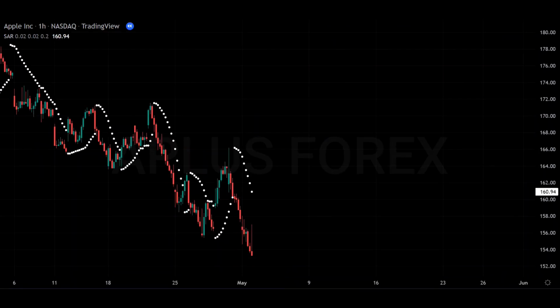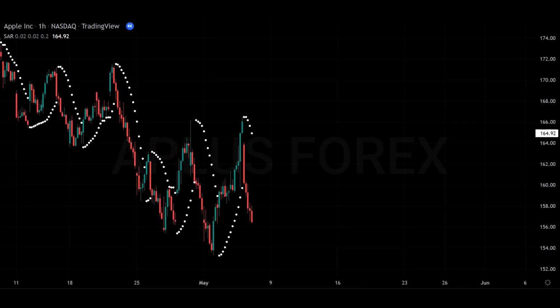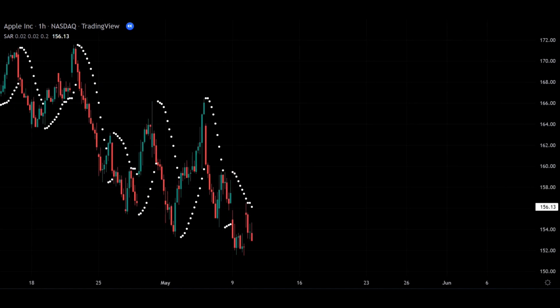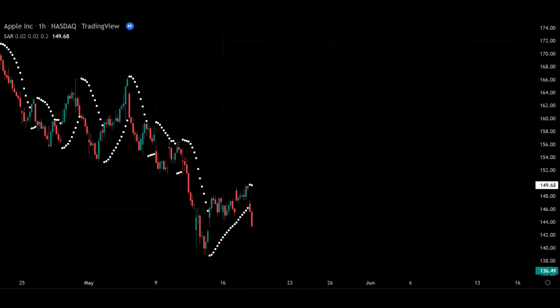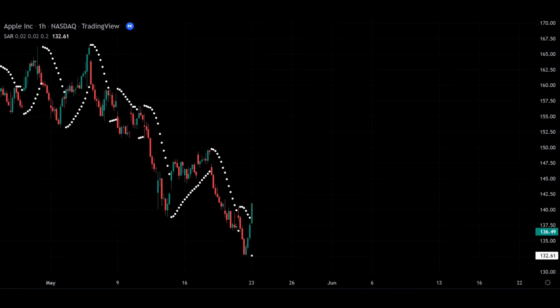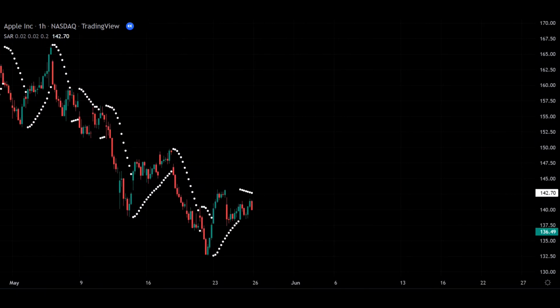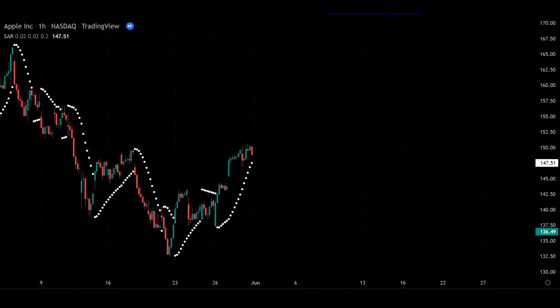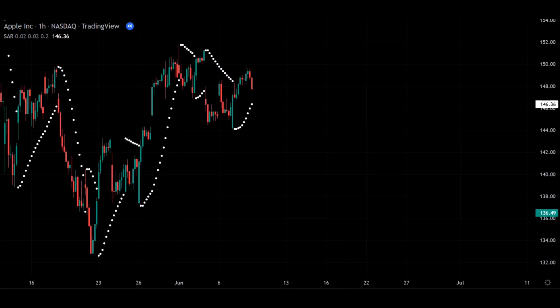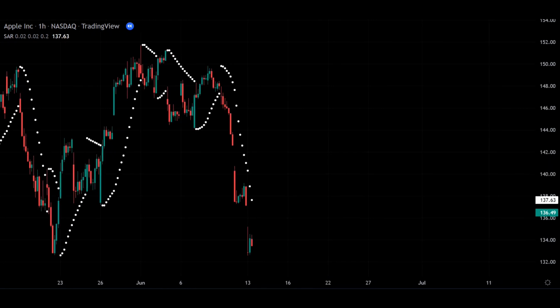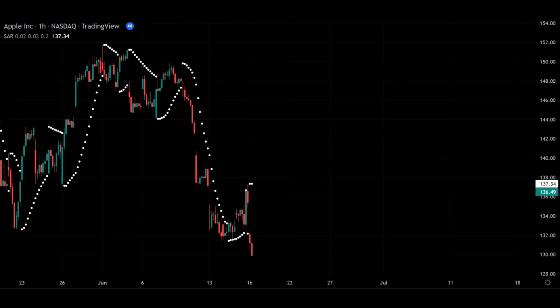The good thing about this indicator is that it doesn't repaint. Once the parabolic SAR dots are plotted on the chart, it will remain there even after changing the time frame. After backtesting this strategy 100 times, I ended up with a 58% win rate, which is very good in any trading strategy. Though remember, the results will slightly vary depending on the assets used.